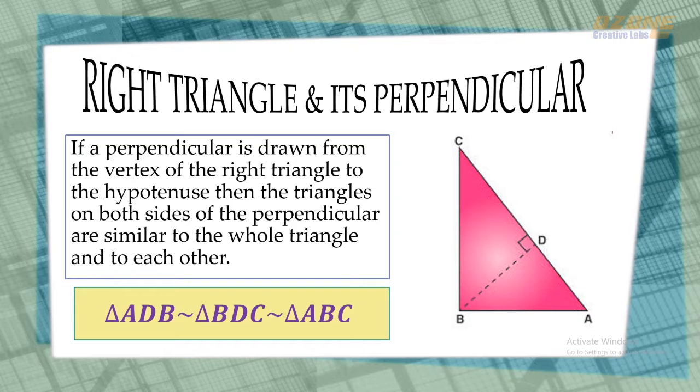So here a right angle triangle is given, which is right angled at B. From B, if you draw a perpendicular to the hypotenuse AC, you will get BD perpendicular to AC. So BD cuts the bigger triangle into two smaller triangles. The theorem states that these two smaller triangles are similar to each other and also to the bigger triangle. That is, triangle ADB is similar to triangle BDC and similar to triangle ABC. The whole three triangles are similar to each other.